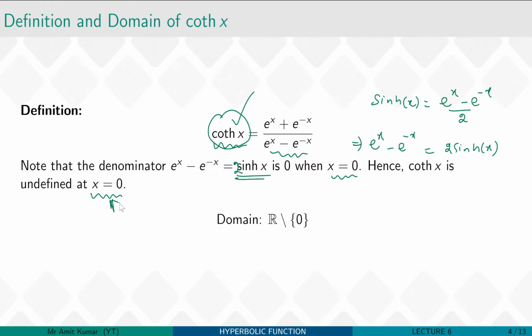So 0 cannot be a member of the domain. So we remove 0 from the set of real numbers. For every other value of x other than 0, coth x is defined. We can find the value of coth x for all values of x other than 0. So the domain of coth x is R minus {0}. This can be written as the interval minus infinity to 0 union 0 to infinity. We can write the domain like this.